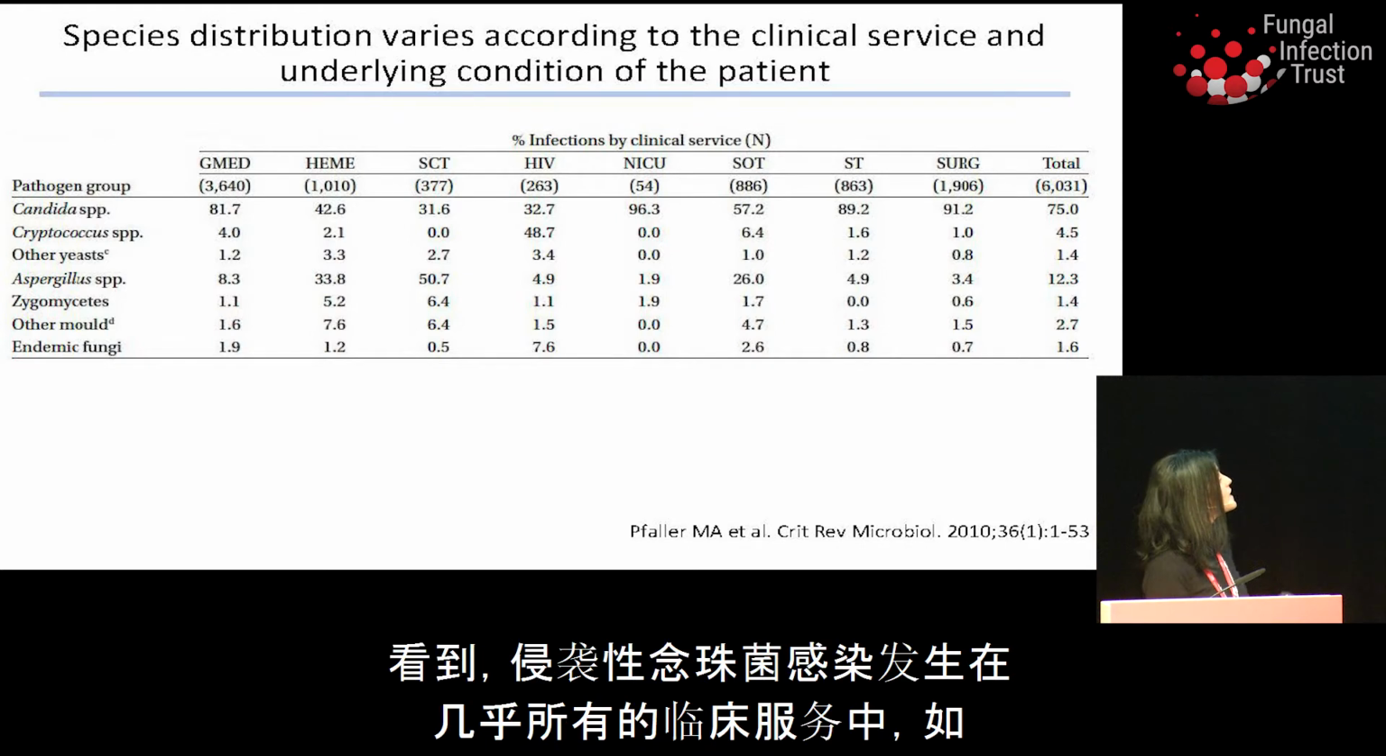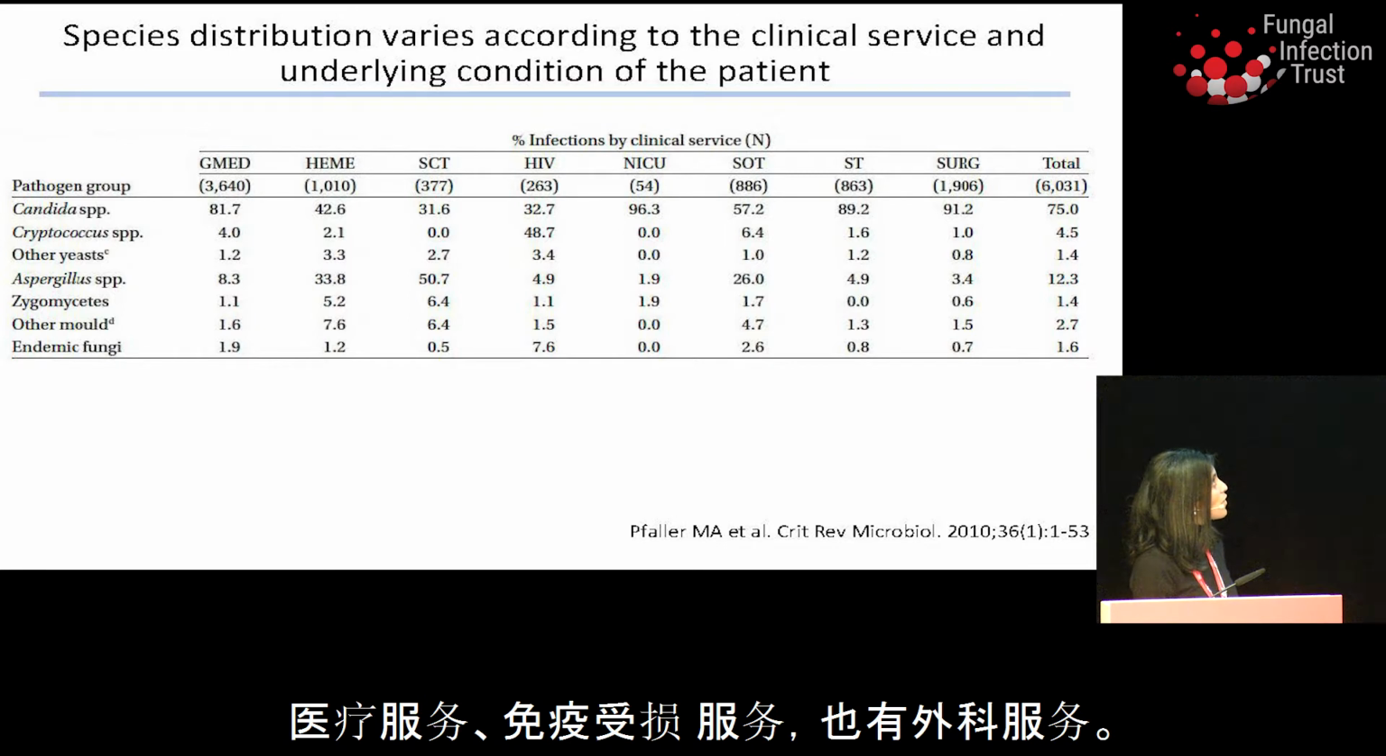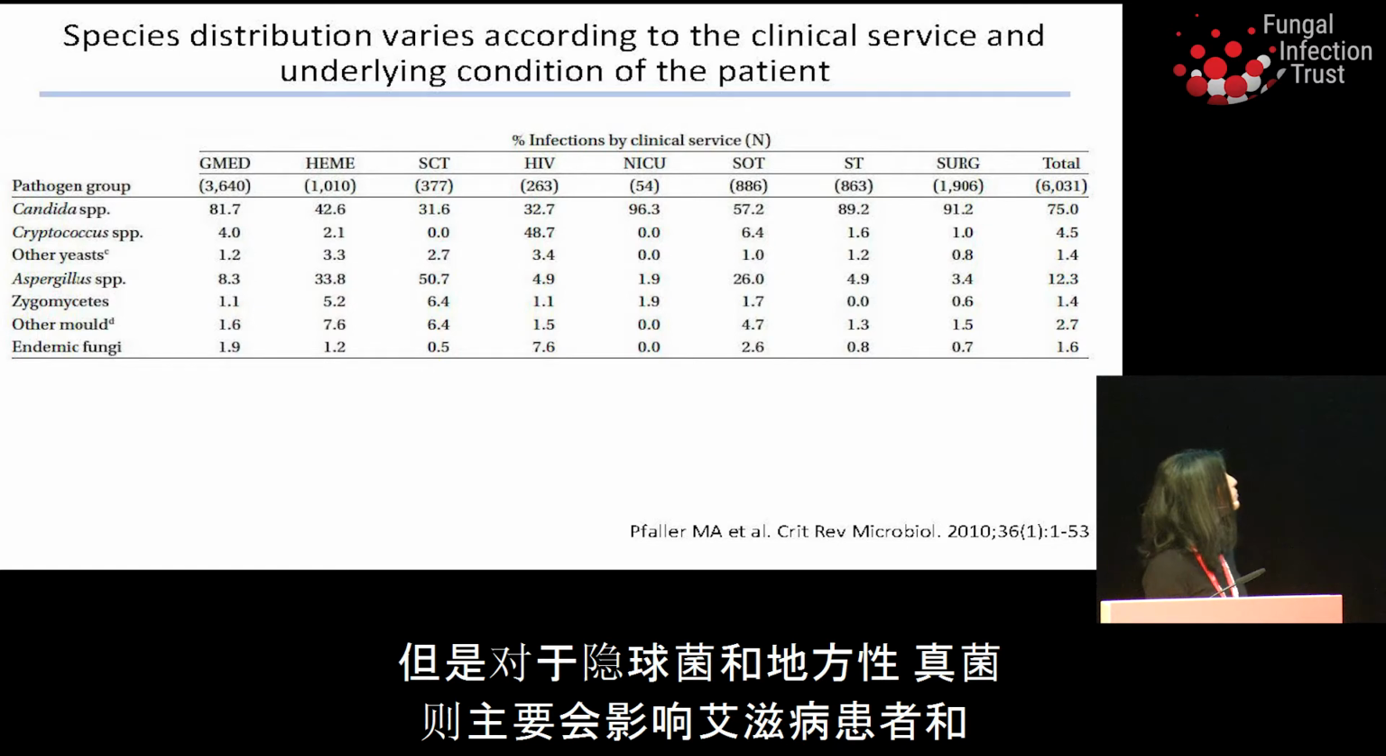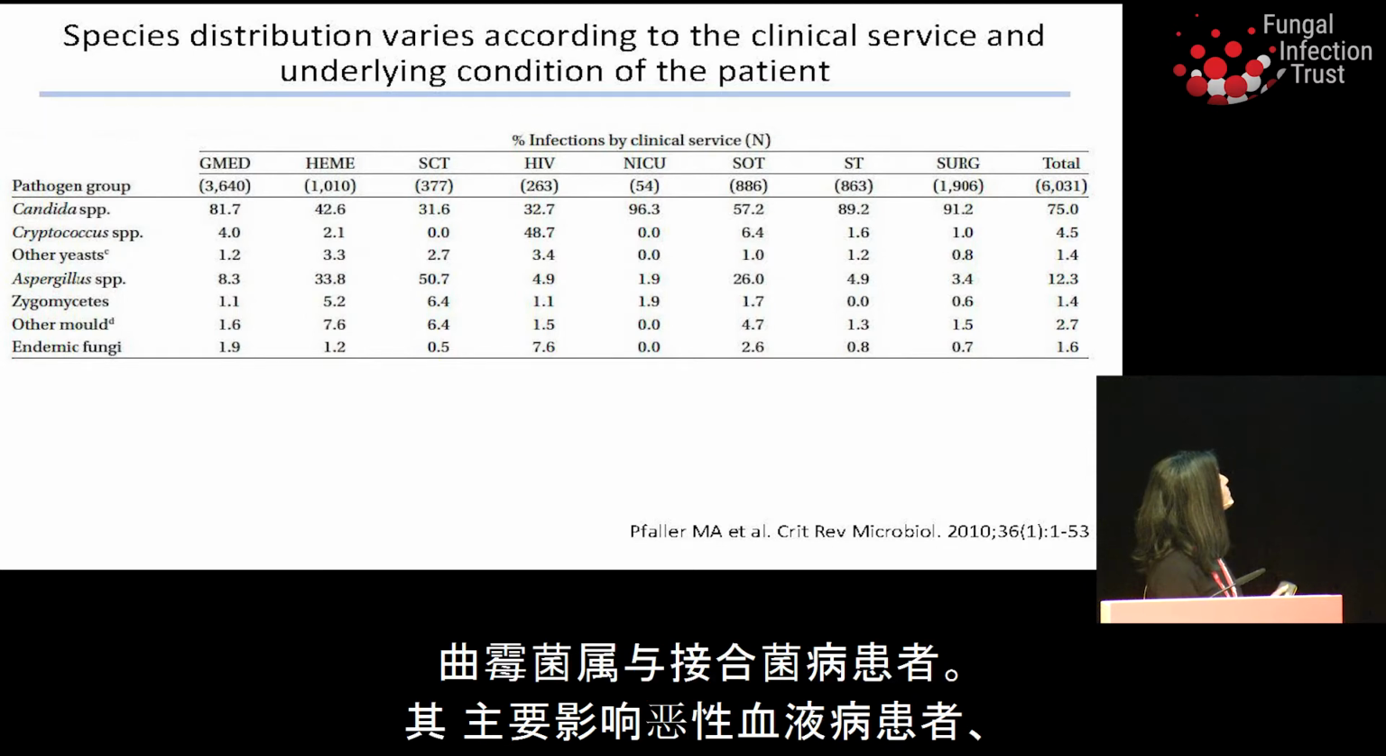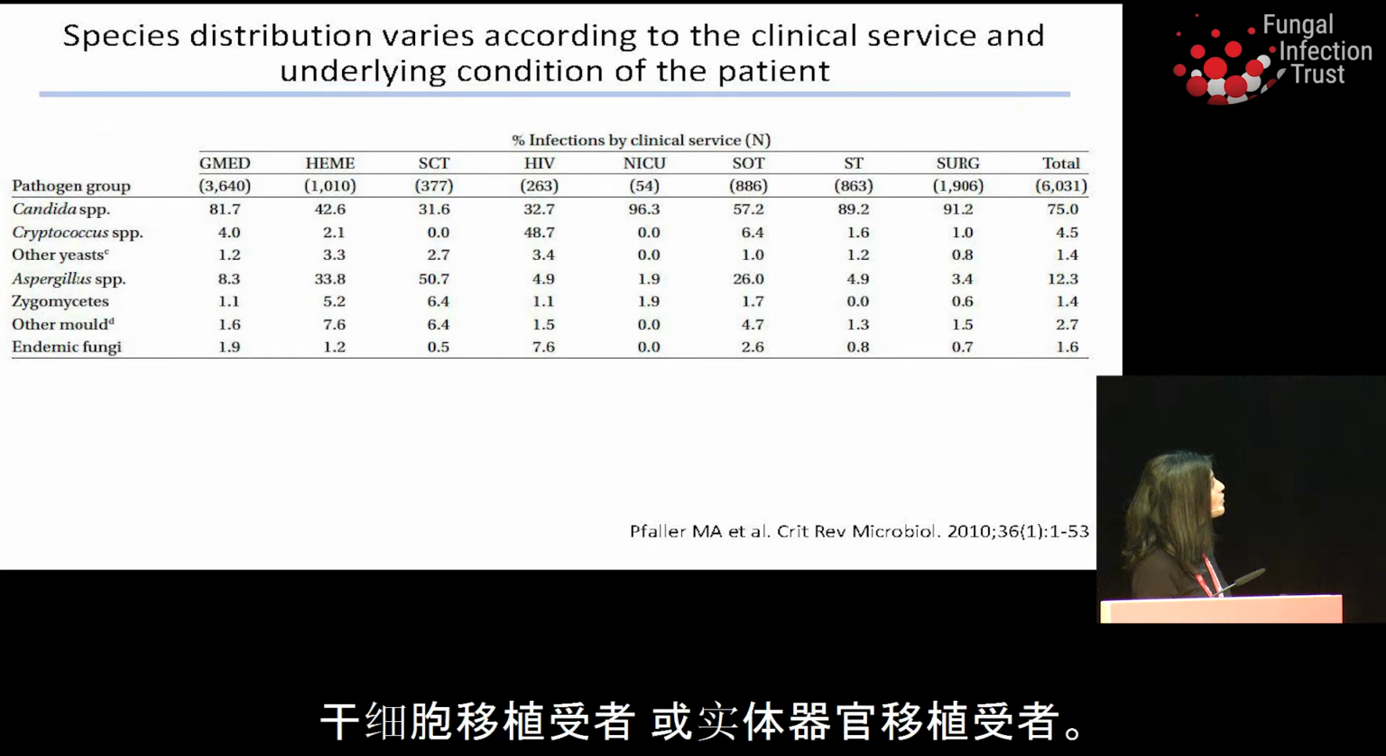And what you can see is that Candida, invasive Candida infections, occur in practically all clinical services, such as medical services, immune-compromised services, but also in surgical services. However, Cryptococcus and endemic fungi mainly affect HIV patients, and Aspergillus and zygomycosis mainly affect hematological patients with malignancies or stem cell transplant recipients or solid organ transplant recipients.